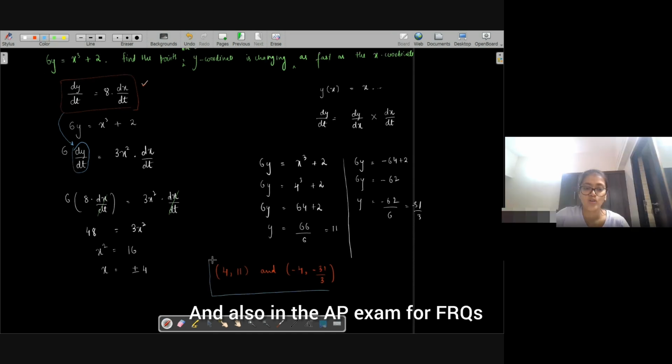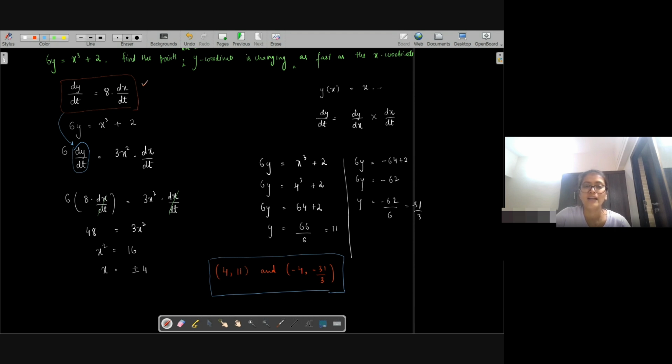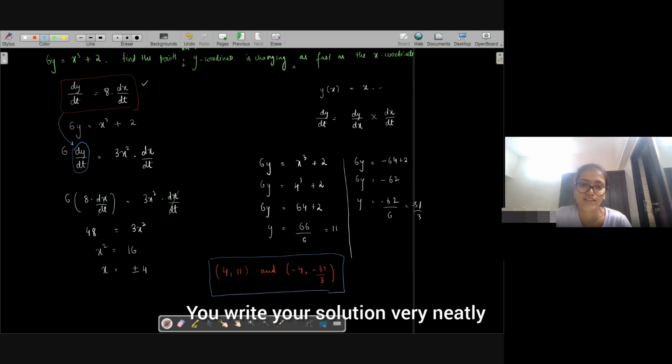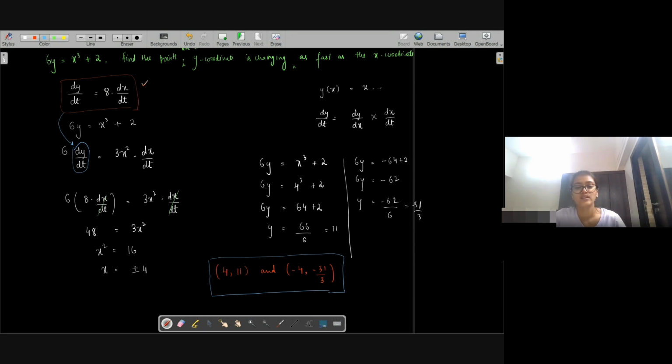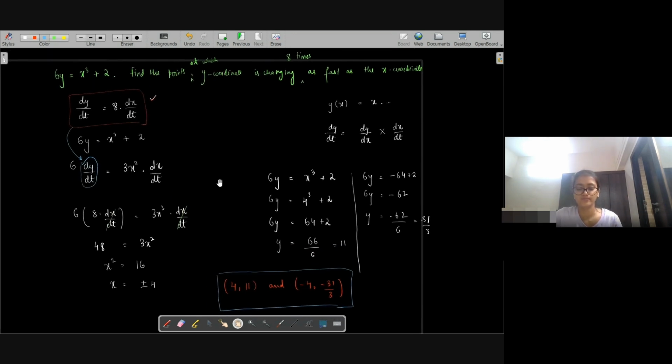And also in the AP exam for FRQs, I think you already do this. You write your solutions very neatly and you highlight the final answer. So that is a really good practice, especially for the FRQs, the free response questions. You should write everything neatly and finally box your final answer.